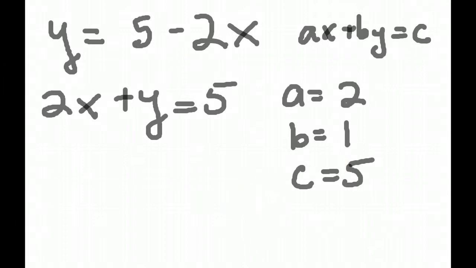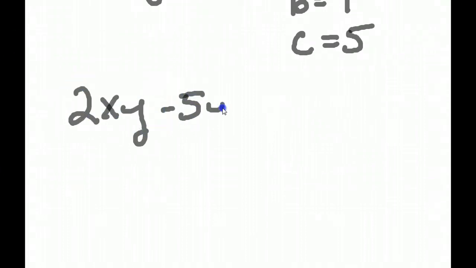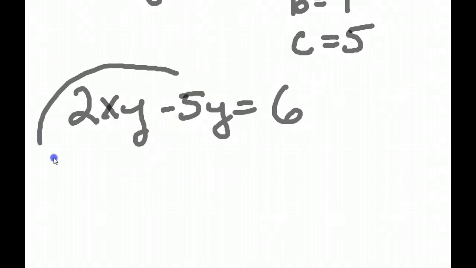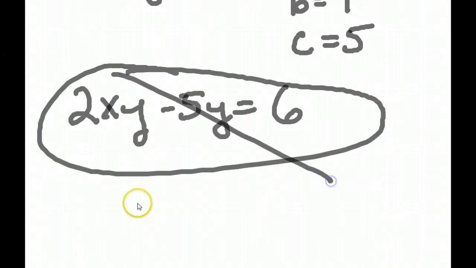Okay, so what if we have something like this? 2xy minus 5y equals 6. This is not a linear equation, because we have 2 times x times y, and it has to be in the format ax plus by equals c. So you can't have two variables multiplied together. So no, this is not a linear equation.